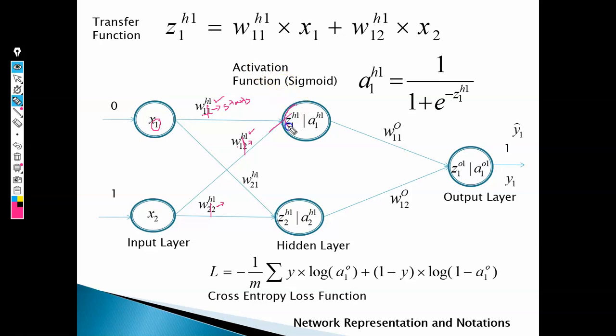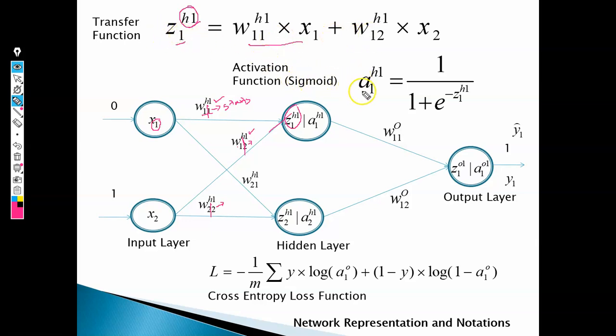Next we will see the transfer function. The transfer function has one subscript and one superscript. The subscript represents the neuron number, and the superscript represents the layer number. Transfer functions are nothing but the multiplication of weights and inputs. We are receiving two inputs in this neuron, x1 and x2, and we multiply them with their weights. This is the representation of the transfer function.